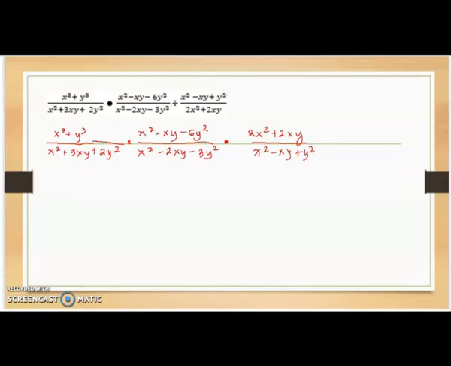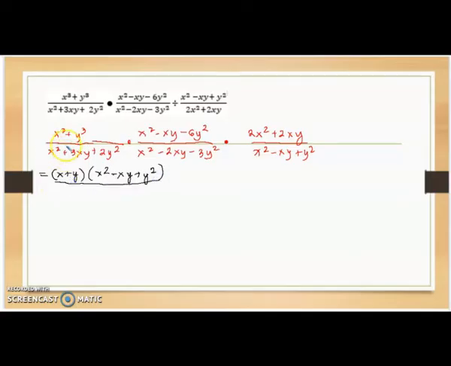Then after that, get the factors of each numerator and each denominator. So in this case, x cubed plus y cubed is a sum of two cubes. The factors are x plus y times the quantity x squared minus xy plus y squared.